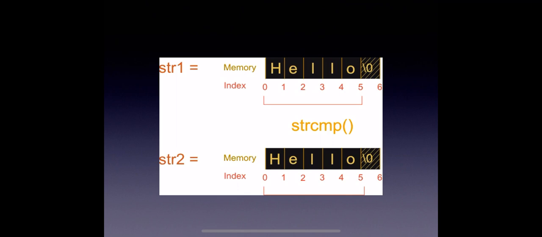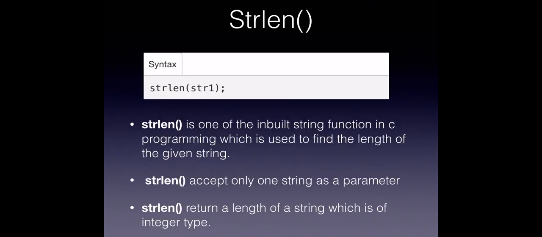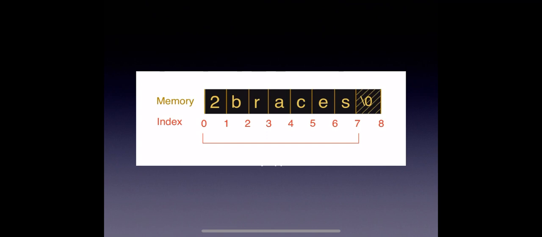The next is strlen. It's used to find the length of the string. It's one of the inbuilt functions in C programming, in the library string.h. It takes only one parameter and returns an integer data type. Let us see the example. Say string 1 has the seven characters, and the strlen function will return 7 as a value, excluding the null character. The syntax is strlen of a string or any character variable.